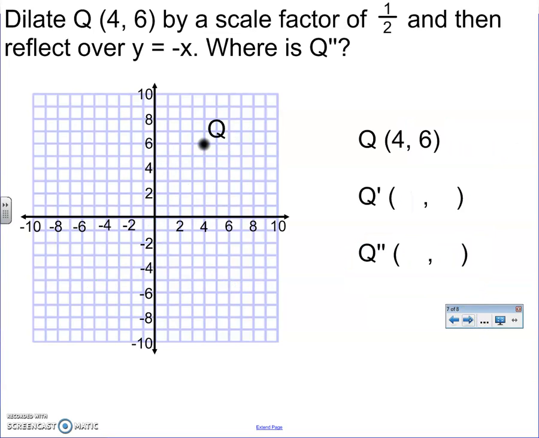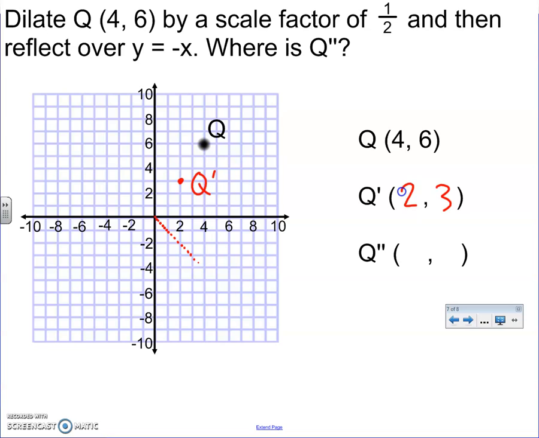Dilate Q 4, 6 by 1/2. That's easy, just multiply by 1/2. Half of 4 is 2, half of 6 is 3. So 2, 3. Here's our Q prime. Then it says reflect over the line y equals -x. So -x, that's mx plus b. Slope is -1, down 1 over 1, down 1 over 1, and y sub 0. So it's going to be this dotted line right here.